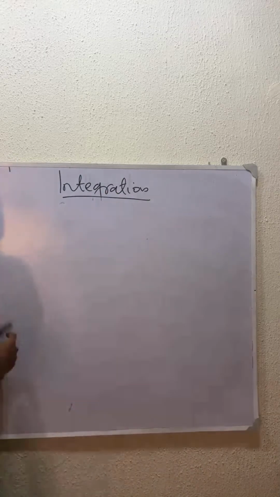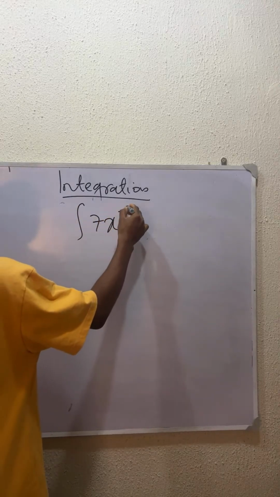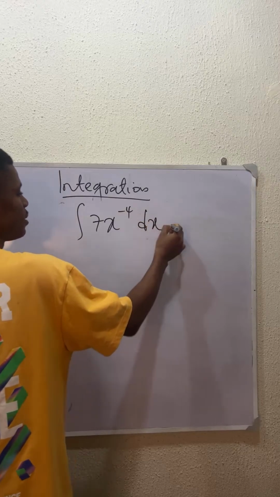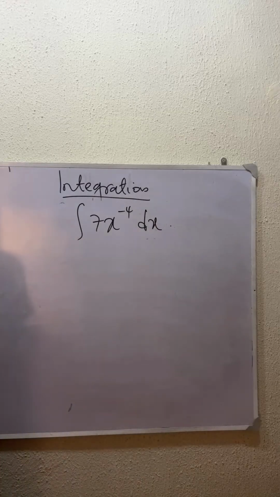Let's move on. We are told to integrate 7x to the power minus 4 with respect to x. Here we are trying to integrate a function like this.